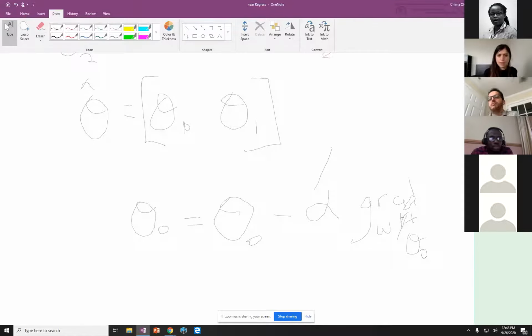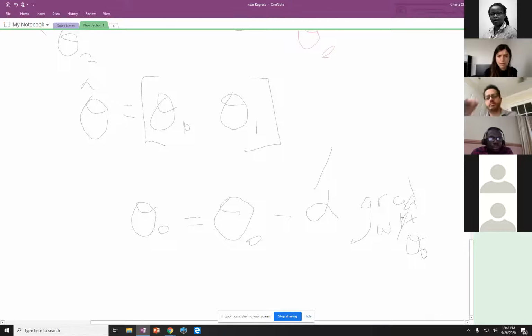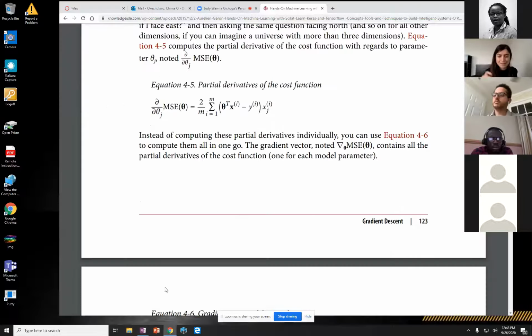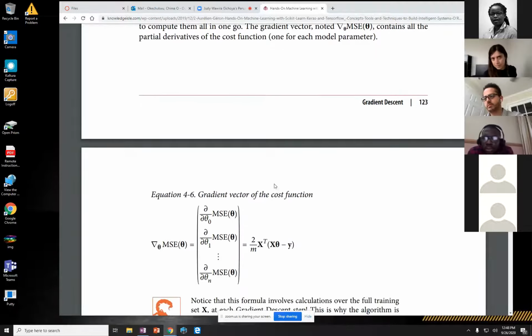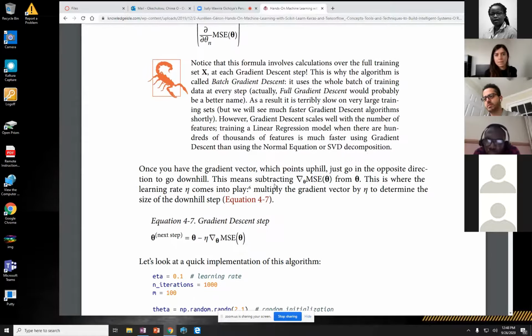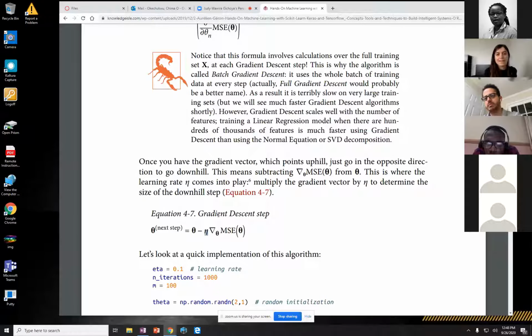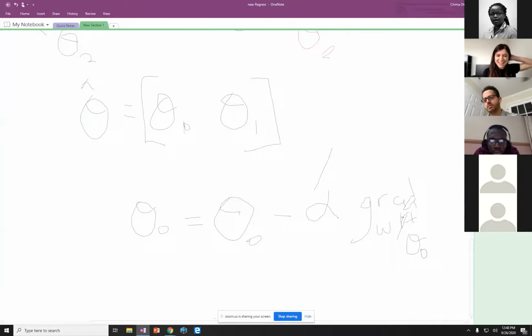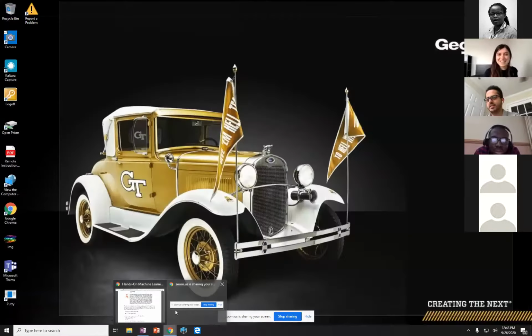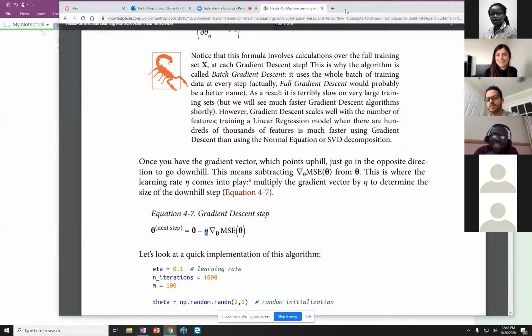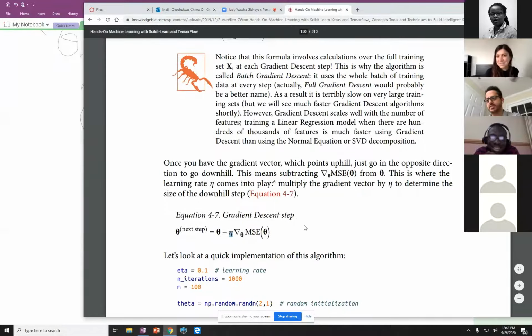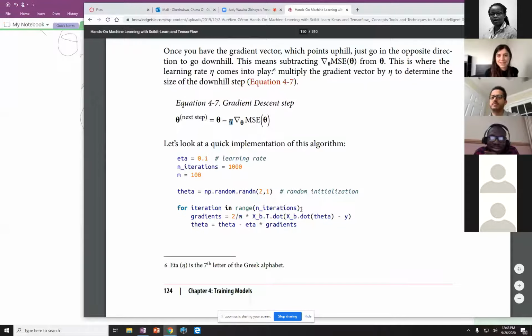Yeah, I think he didn't use alpha, but he used some symbol. What did he use? I didn't know. What is it? It looks like an eta. Yeah, I'm not sure how it's pronounced.